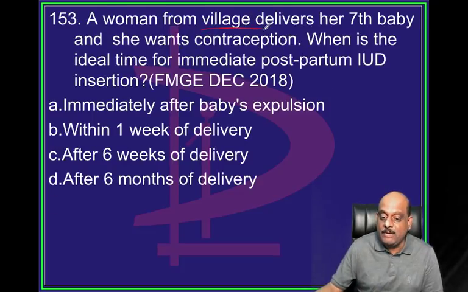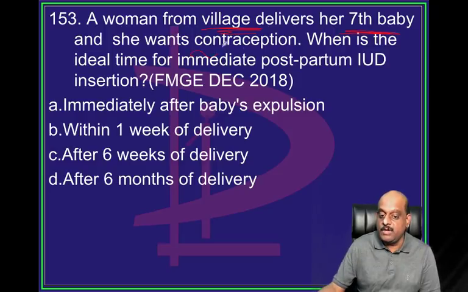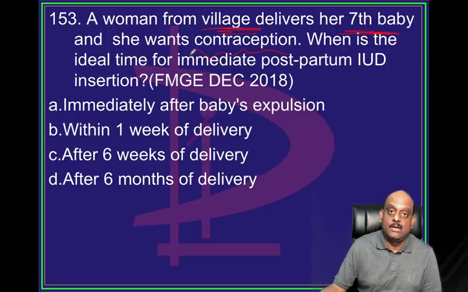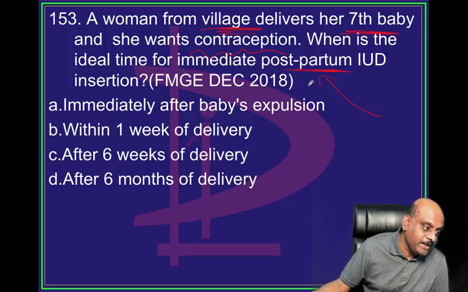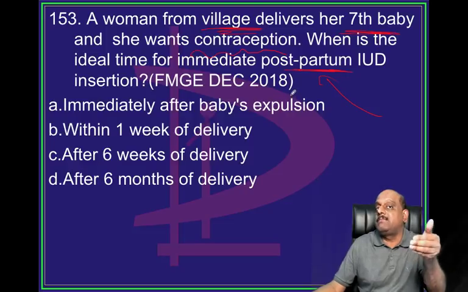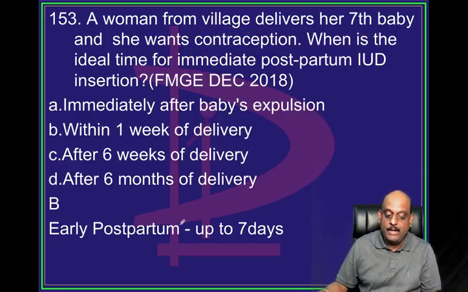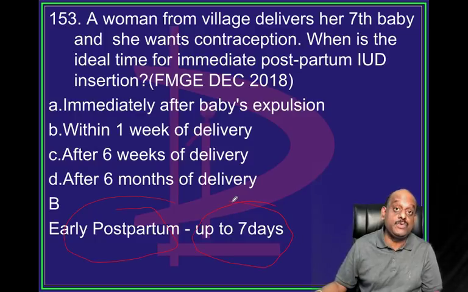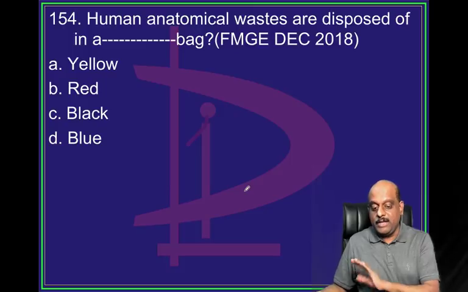A woman from a village delivers her 7th baby. She wants contraception. पोस्टपार्टम IUD लगाना बोले तो कितने दिनों के अंदर postpartum IUD ideally should be put, doctor? Early postpartum means up to 7 days. Up to 7 days, you can put the IUD.